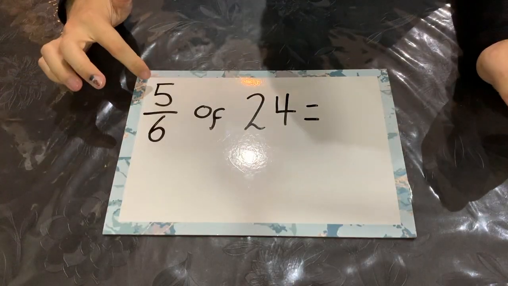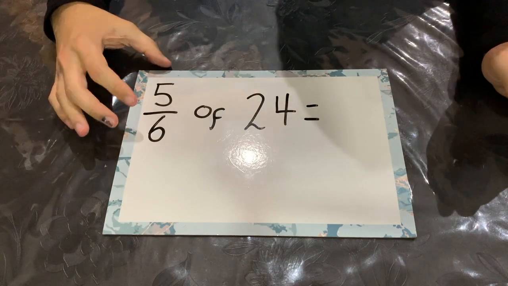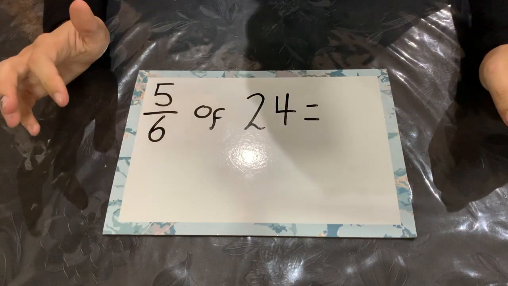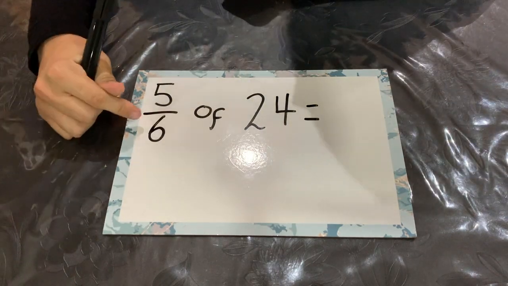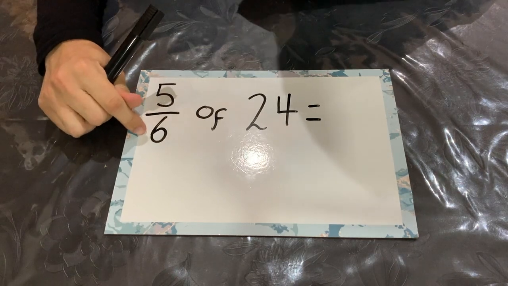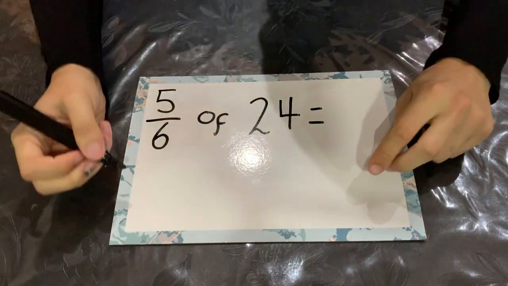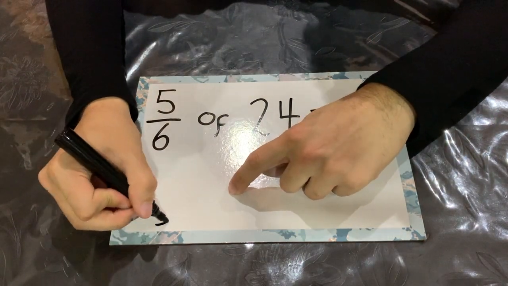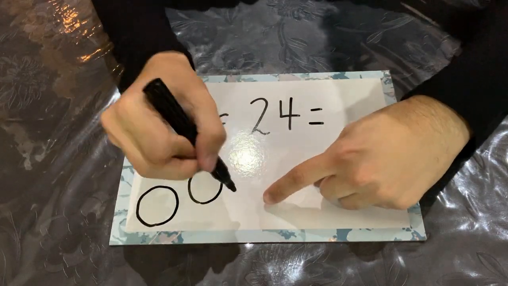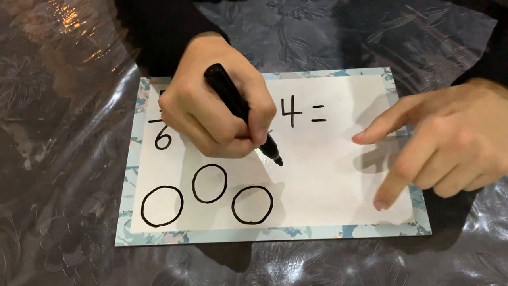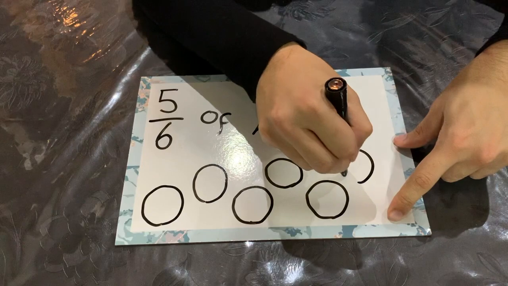Okay, now my fraction is 5/6. It's a bit bigger than the last ones, which means I'm just going to need to circle more of my groups at the end. I'm going to use the same method. My denominator is 6, which means I need to share 24 into 6 equal groups. So I'm going to draw 6 circles. They're going to be my groups. And then I'm going to share 24 into them equally. So I've got 1, 2, 3, 4, 5, 6 groups.